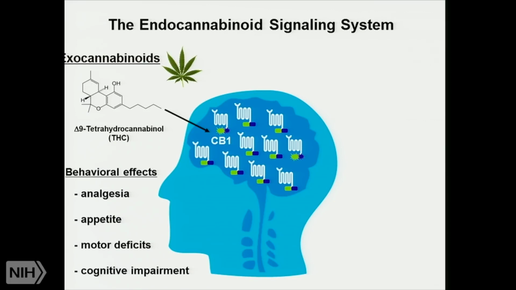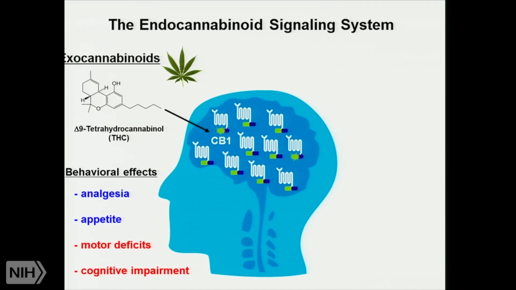There is a second cannabinoid receptor, CB2, which is also expressed in discrete regions of the brain and the immune system. But most of the effects that we associate with cannabis use, including those that are beneficial, such as improvements in pain relief, appetite, reductions in spasticity, as well as the effects that may be untoward, motor defects and cognitive impairment, occur through the central CB1 receptor.